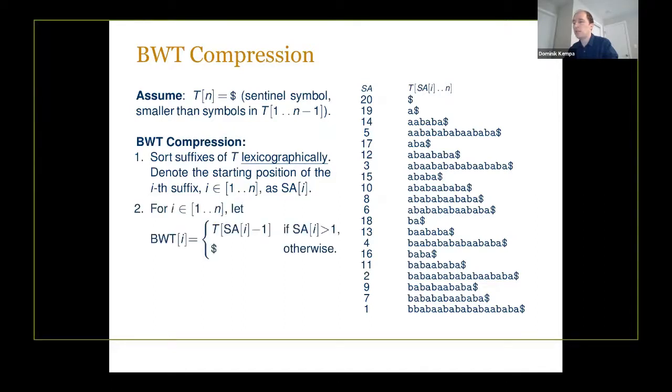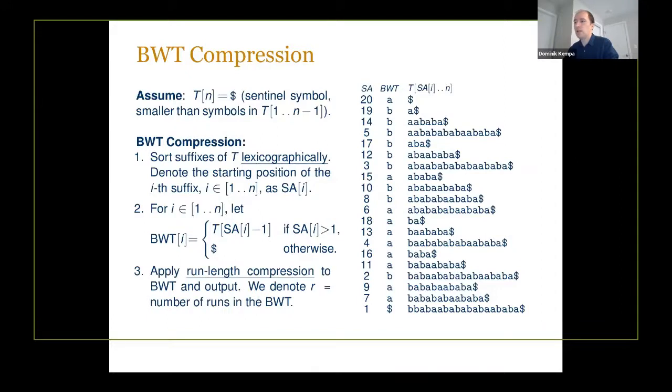Then for any i between 1 and n, we define the BWT of i as the symbol preceding the lexicographically i-th suffix of text. Formally, if SA[i] is greater than 1, then BWT[i] is the symbol at position T[SA[i] - 1]. And in the special case of suffix array having value 1, we define BWT[i] to be the $ symbol. So the BWT of the example string looks like this. So it's just a sequence of symbols preceding lexicographically sorted suffixes. And it is easy to see that BWT is a permutation of the input string. And the important property is that it is an invertible transform. That is, given the BWT, we can restore the original string.